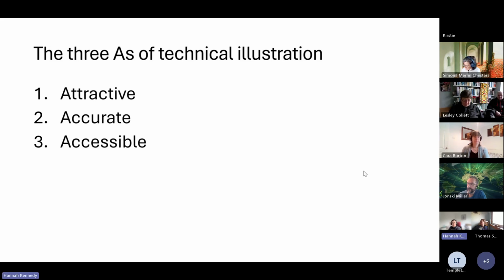Okay, so the other thing about attractive and accurate is that if you manage to hit both of those, you're already starting to feed into the accessibility of the illustration.